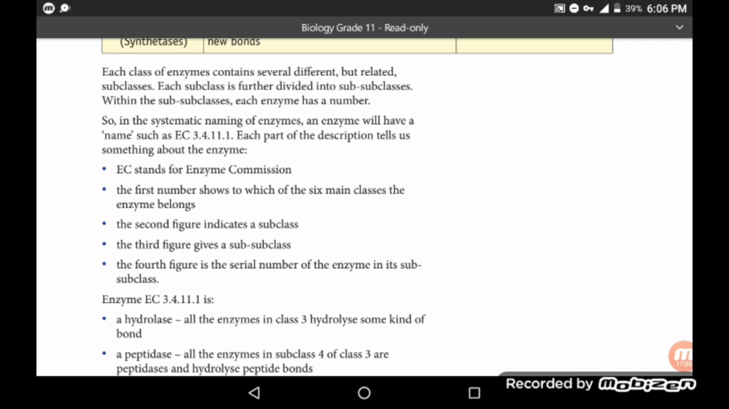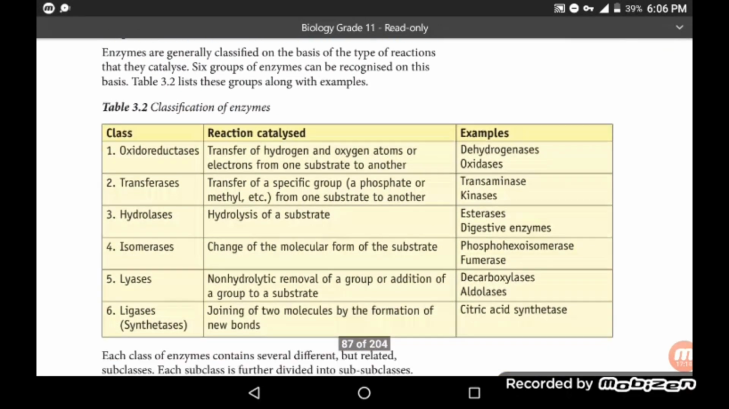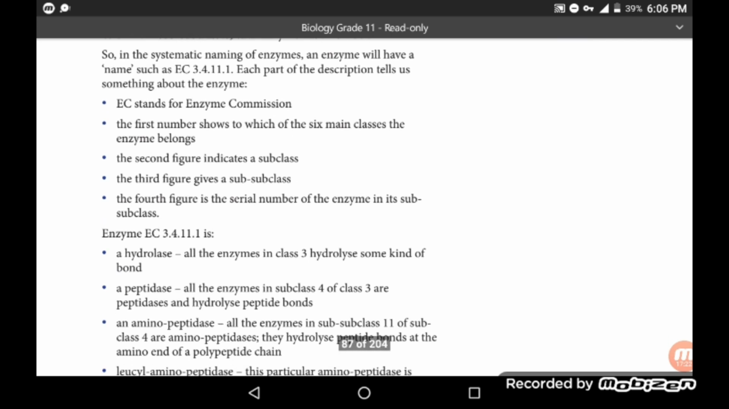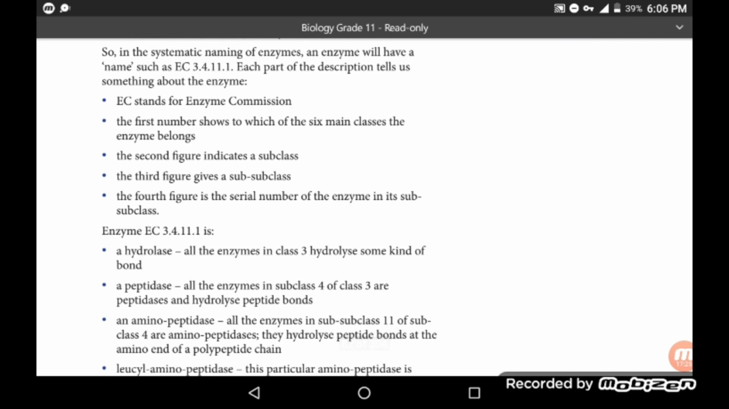So the 3 indicates the class number, which here means the enzyme belongs to the hydrolase class. And the second figure indicates a subclass. The 4 is the subclass within the hydrolase enzymes.